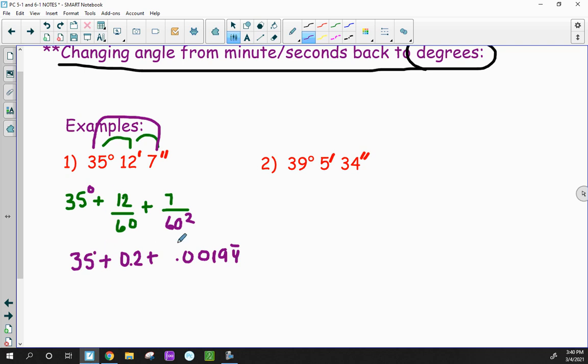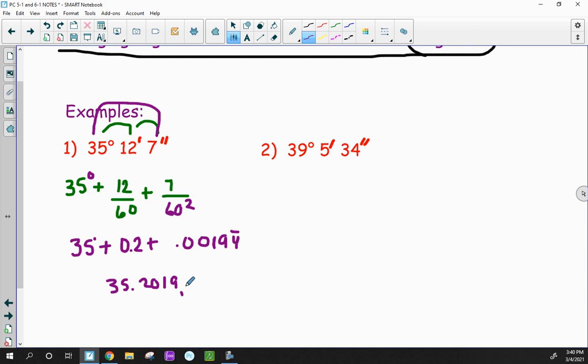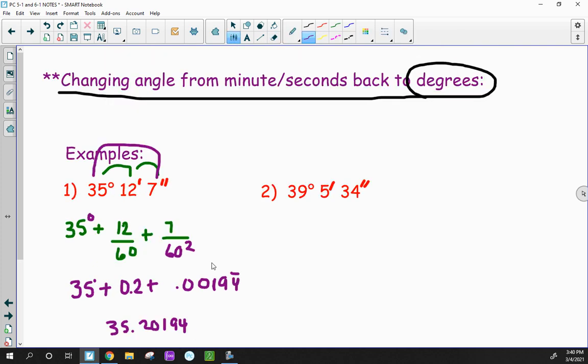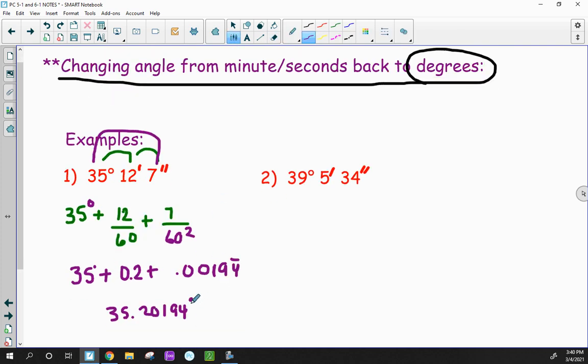You're going to put all three of these values together. So you're going to add 35 plus 0.2 plus 0.00194. When you put all that together, you have 35.20194. And you do need to write all of it, so that way we have a more accurate answer. And then at the end, because we are changing back to degrees, please make sure you remember to put your degree mark on your answer. And we are good to go.